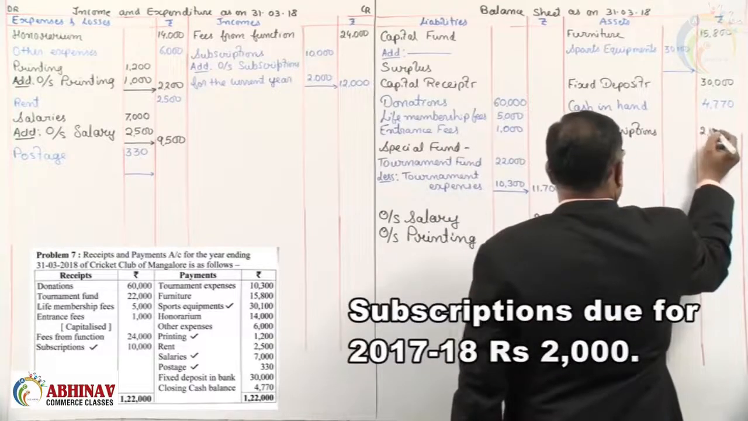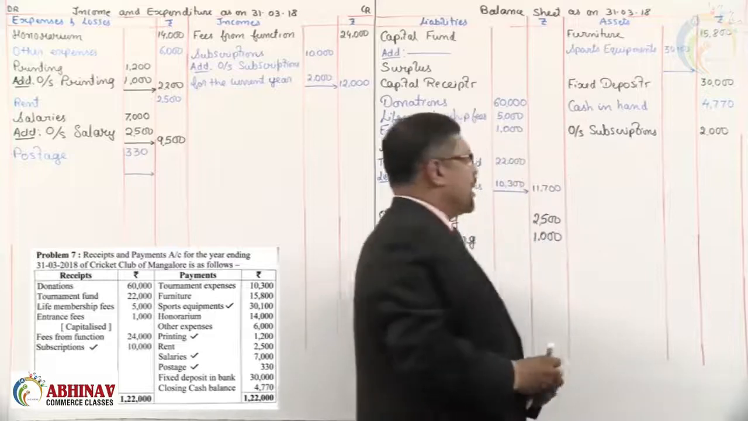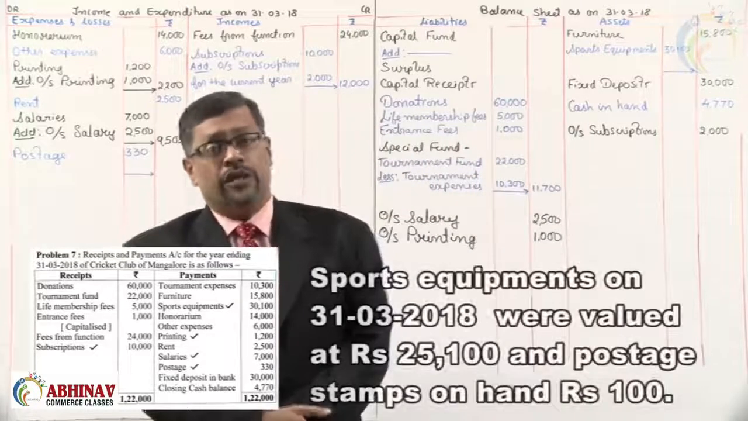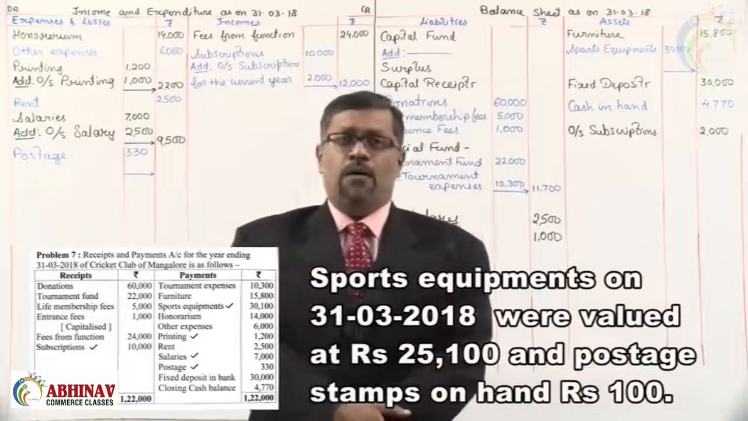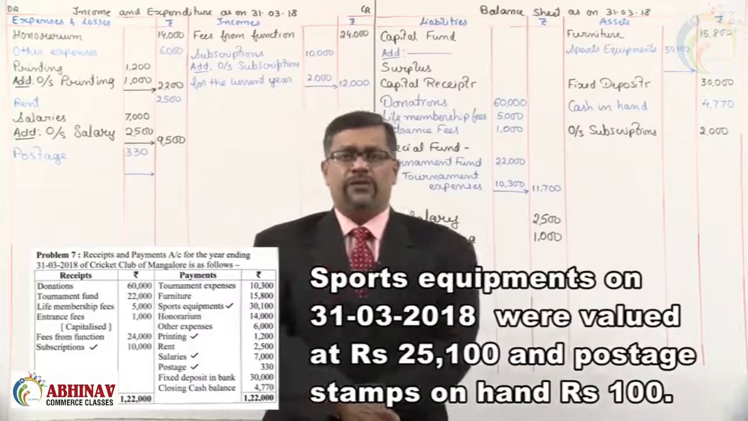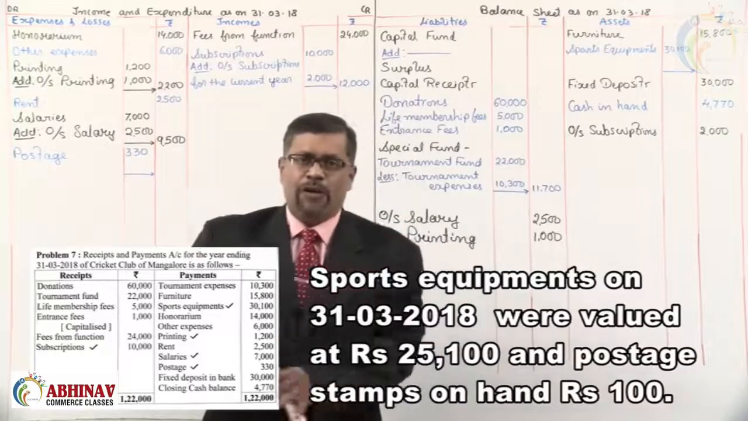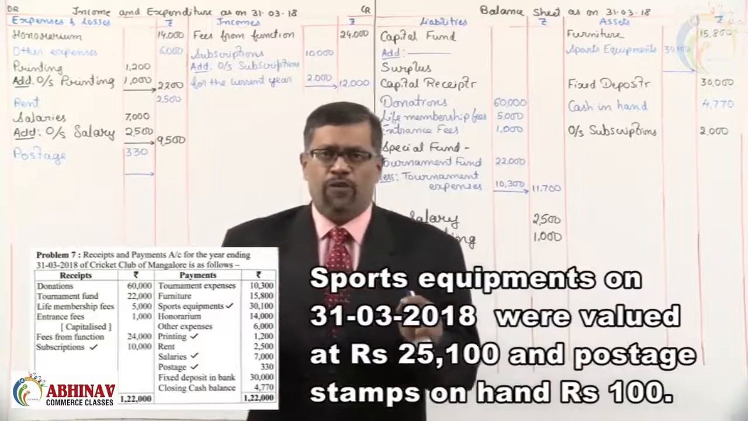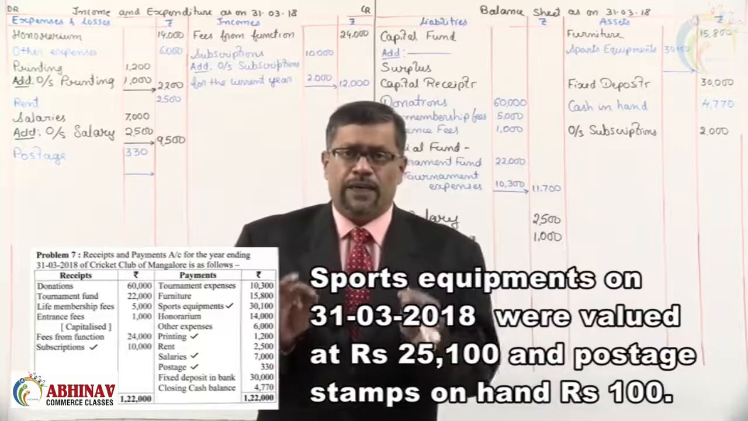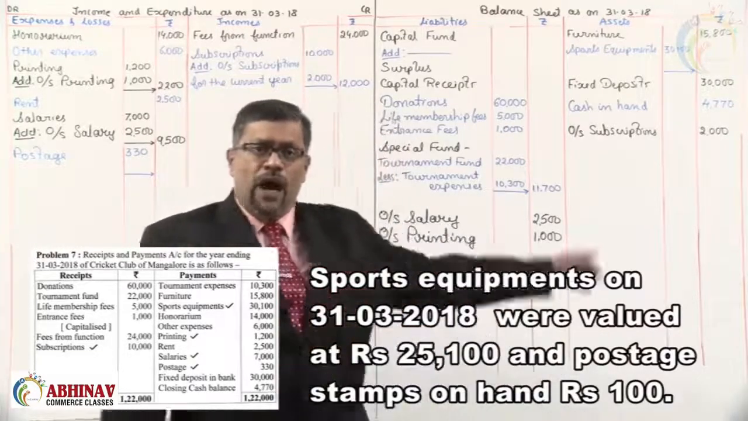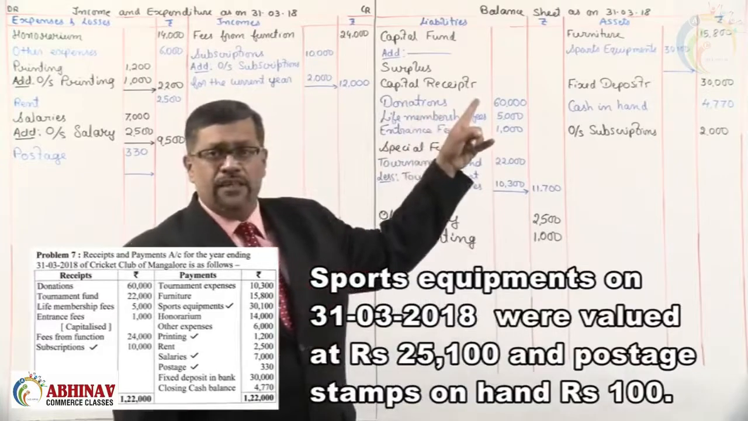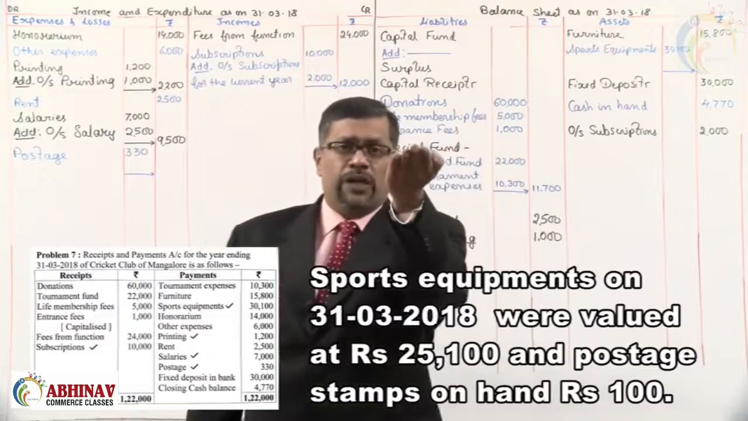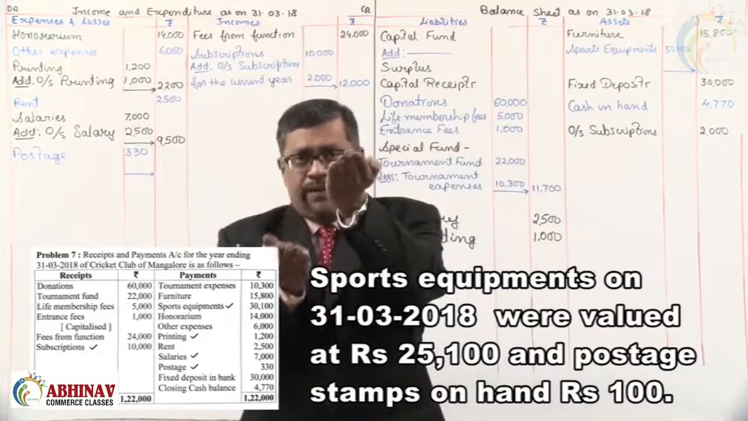Rupees 2,000. Let us take up the third adjustment. Sports equipment as on 31st March 2018 were valued at rupees 25,100. What is that postage, we'll see afterwards. How much is the value of sports equipment as on the closing date? 25,100. How much is the value we have shown in the balance sheet? Opening value is how much? 30,100. Opening value 30,100. Closing value 25,100.